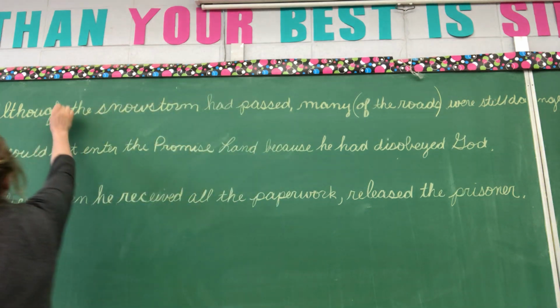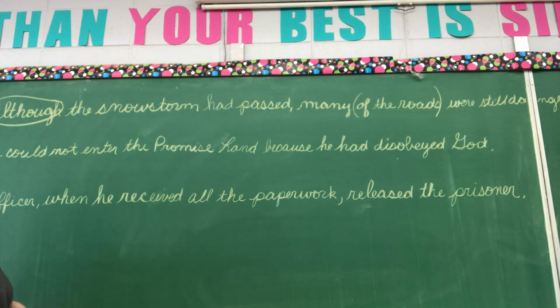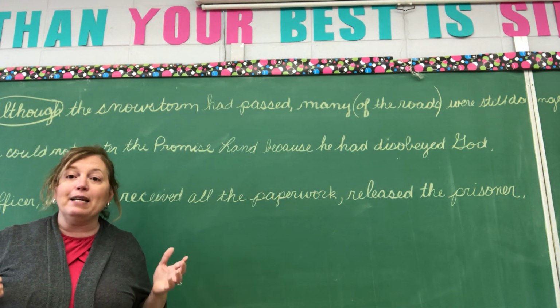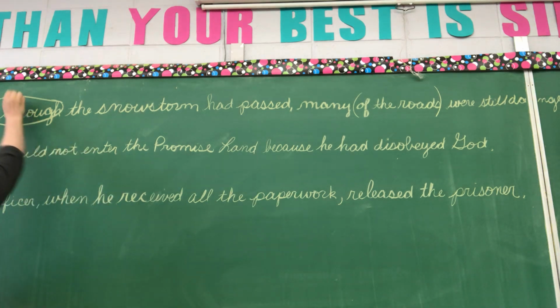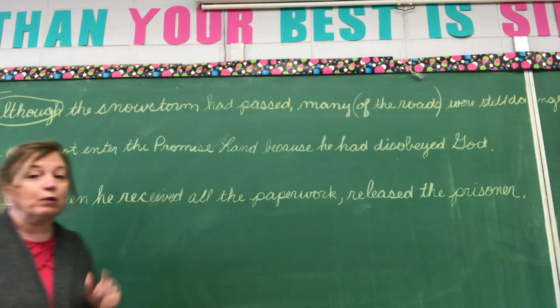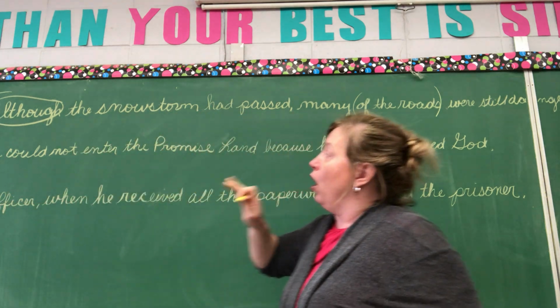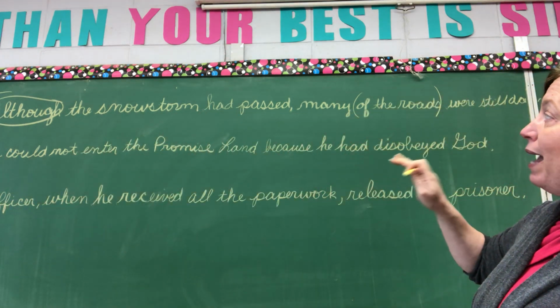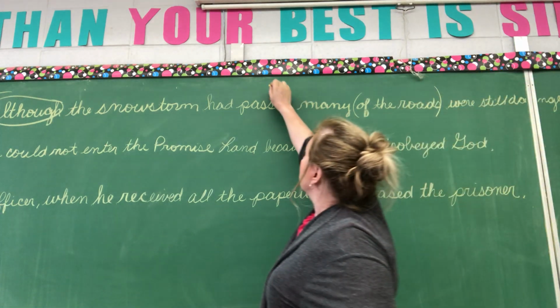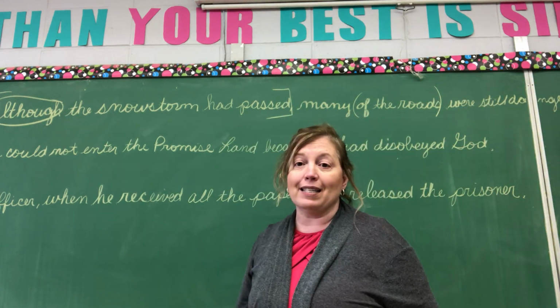Although. So let's circle although. So now, what is my dependent clause? Remember, it begins with my subordinating conjunction. So it's going to begin with the word although. Although the snowstorm had passed, that is my dependent clause.